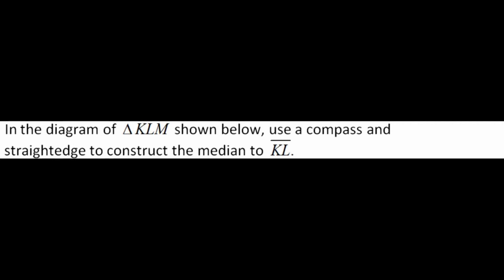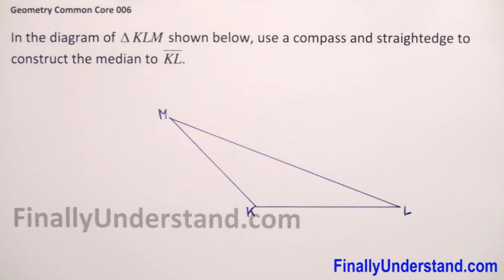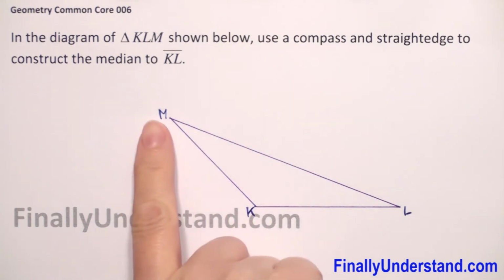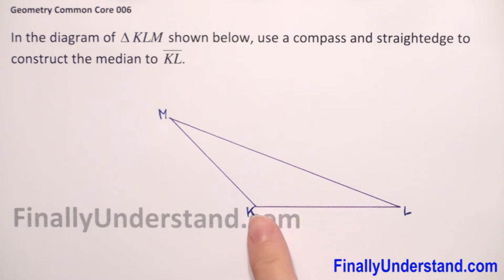In the diagram of triangle KLM shown below, use a compass and straight edge to construct the median to segment KL. So when we have to construct the median to KL segment, what we have to do? We have to connect the vertex, which is across our segment, with the midpoint of segment KL. So first we have to divide our segment KL into two equal parts.